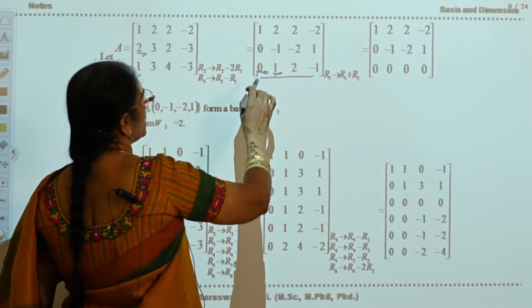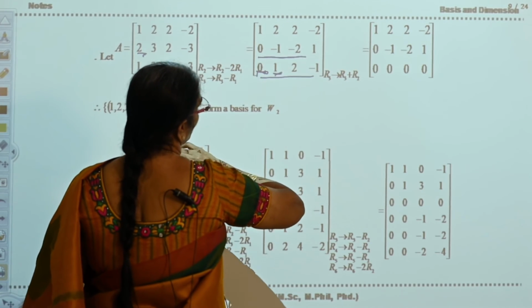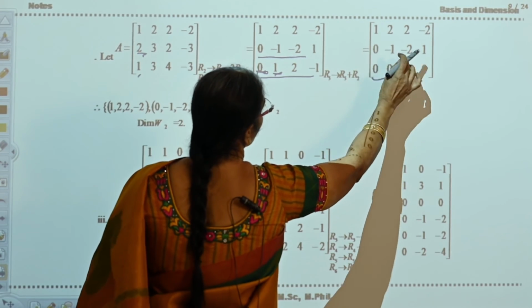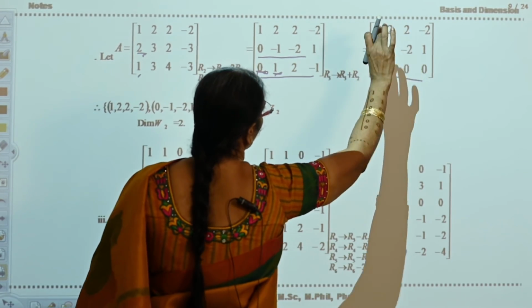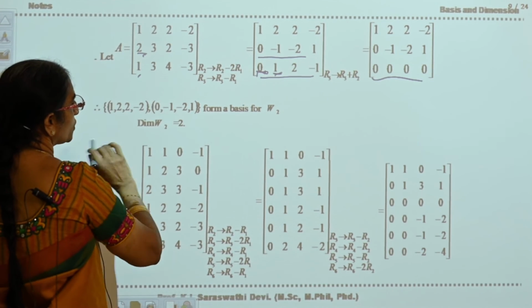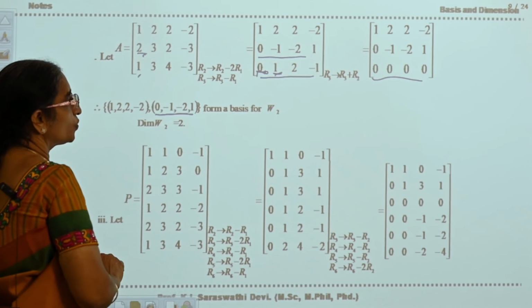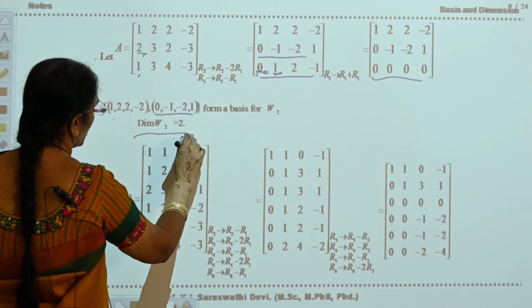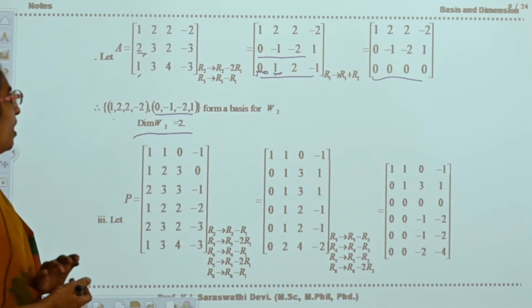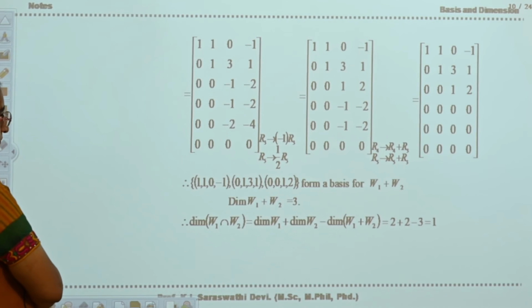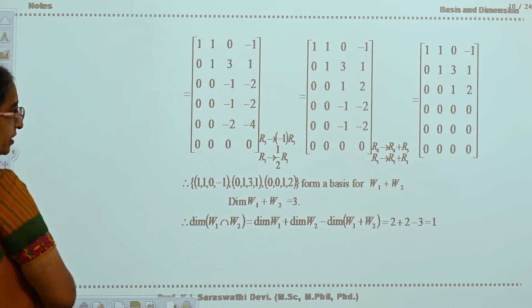Okay. Now take this row and multiply with 1 and add it to the third row. So you got it like this. So the number of non-zero rows, these are the 2, and the non-zero rows will be the basis. So (1, 2, 2, minus 2) and (0, minus 1, minus 2, 1) form a basis of W2, and the number of elements is 2. Therefore, dimension of W2 is equal to 2. After that, what you have to find? Still, you have to find the dimension of W1 intersection W2.